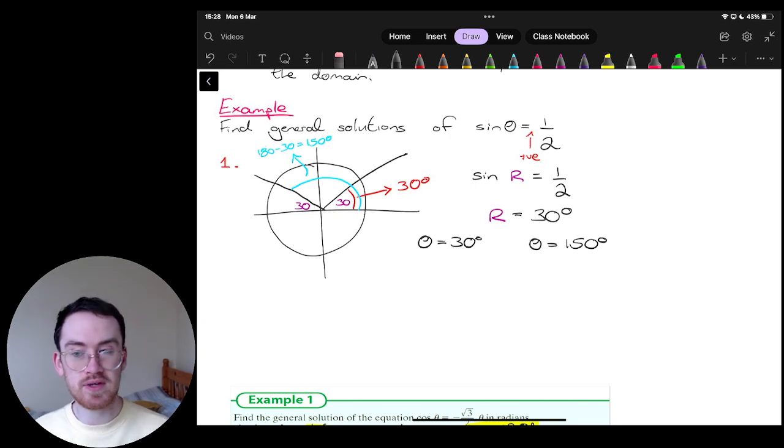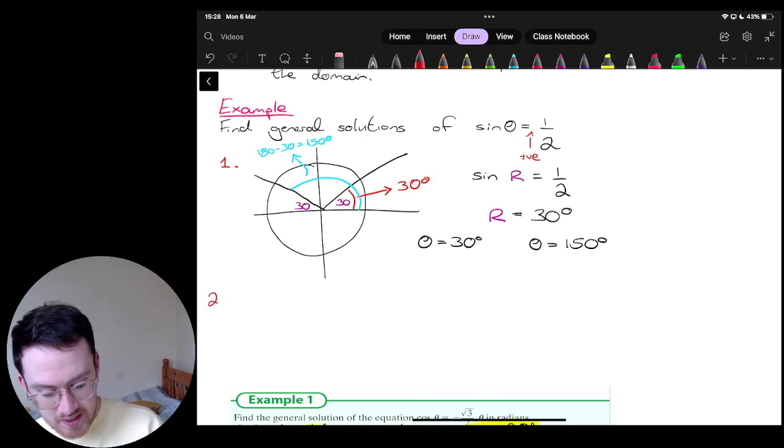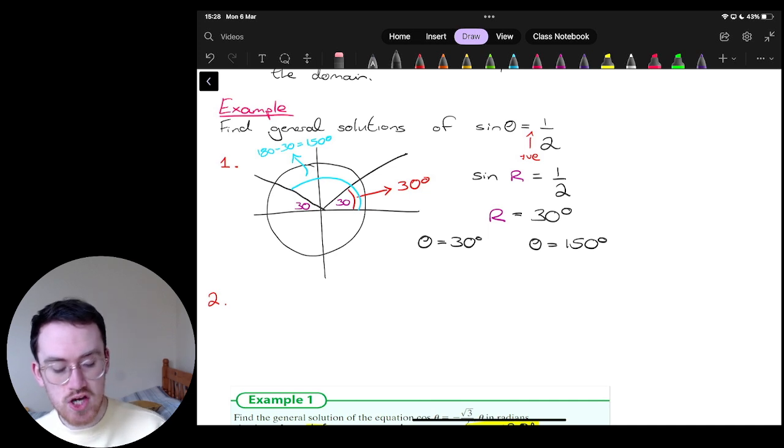Okay, both of them give me a positive answer for sine, so they're both going to give me the same value, that value of a half. So sine 30, sine 150, both the same answer. So that's my first step. My second step then is to write this in the general form. So we're looking for the general solutions.